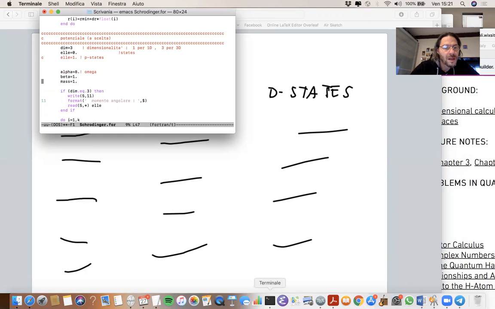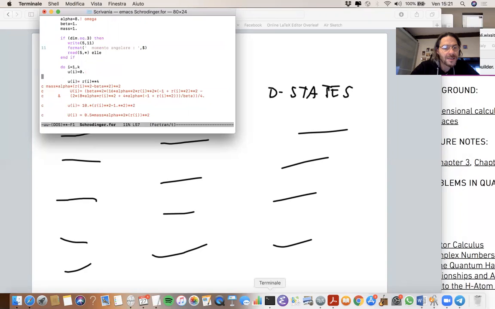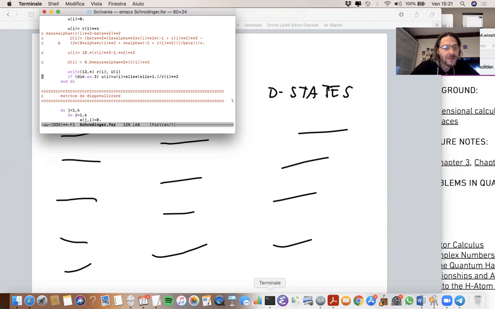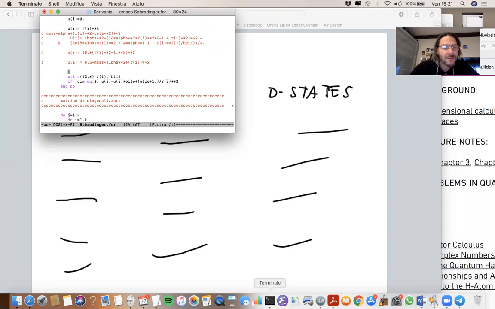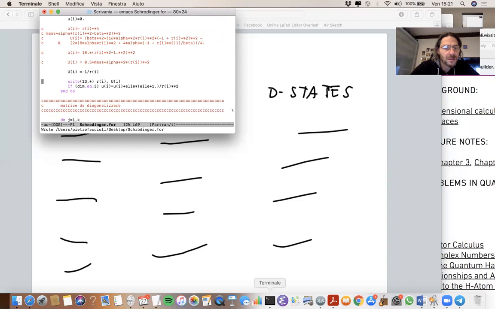Now, when you do that, for instance here, you can write the physical potential to be negative 1 divided by R, that's the Coulomb potential.